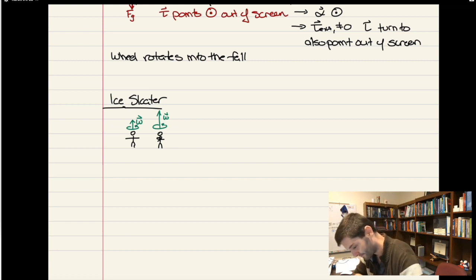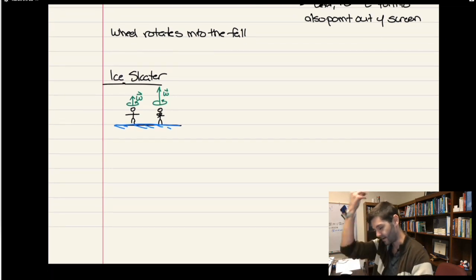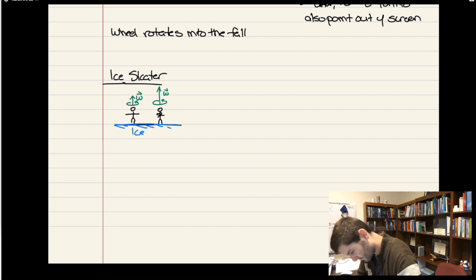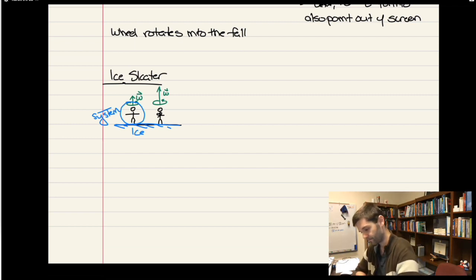But let's see what's going on. So the idea is that you have the ice skater and they're spinning. So they have some angular velocity. They're spinning about kind of a line going through their body. And the idea is that when they bring their arms together, it appears like their angular velocity increases as a result. And let's try to see why.